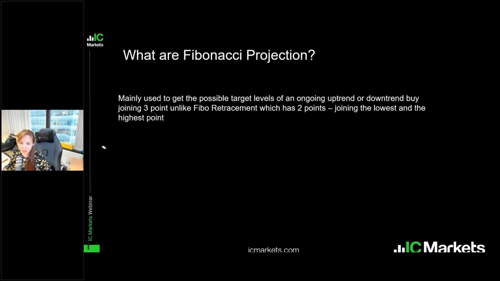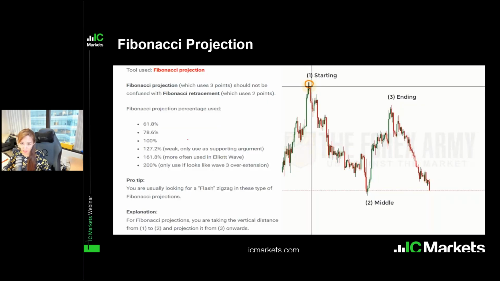Okay, so what's Fibonacci projection? Mainly we use Fibo projection to get a possible target level, whether price is going on an uptrend or downtrend, by joining 3 points. I don't think you are going to get confused, because if you use Fibonacci retracement, there are actually only 2 points. But if you are using projection, there are going to be 3 points like this. So the tool is Fibonacci projection.